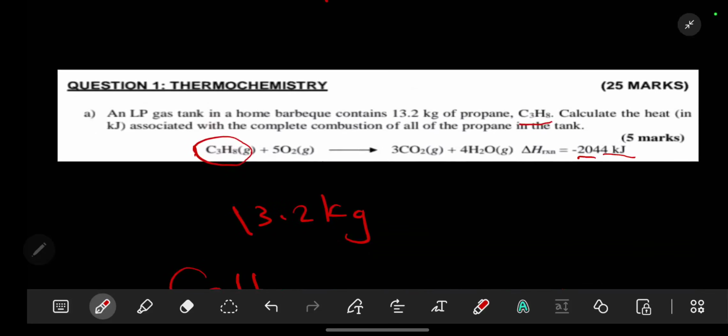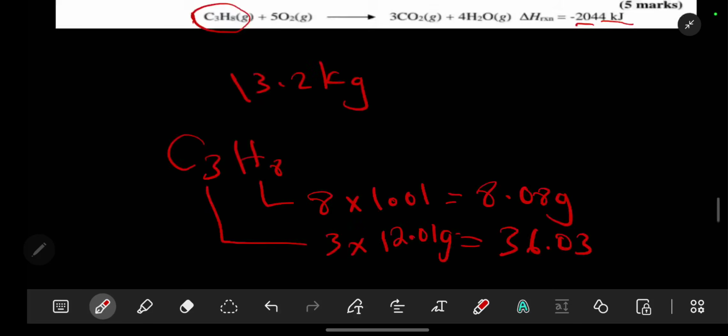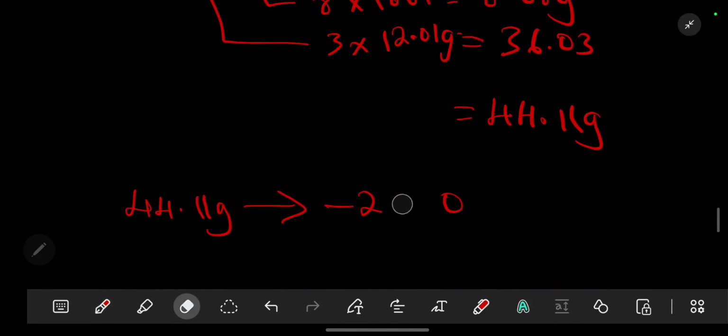So therefore, if you have 44.11 grams, it is going to give you this amount of heat energy. So you are going to say 44.11 grams will produce negative 2220. Is it like this? 2244. So we have 2044.